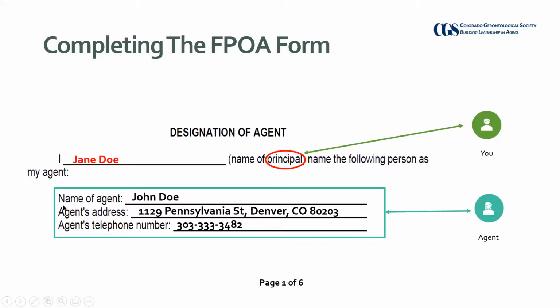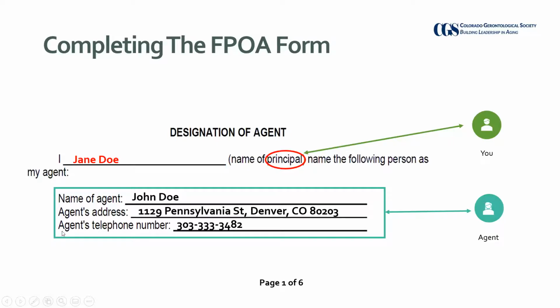So here we have the name of the agent. It's the full name. We have the agent's address, and note that the address is fully listed on there. So we have the house number, we have the name of the street, we have that it's a street, we have the city, the state, and the zip code.